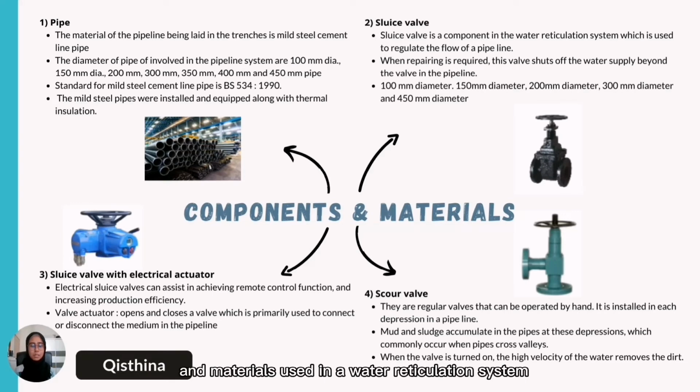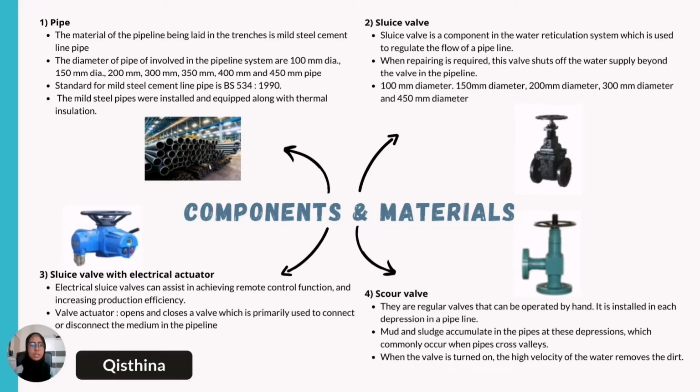Moving on to the components and materials used in a water reticulation system in the TRX project. The first main component is the pipe. The material of the pipeline being laid in the trenches is mild steel cement lined pipe. The diameter of the pipe involved in this project is 100, 150, 200, 300, 350, 400, and 450 mm. It also follows the standard for mild steel cement lined pipe, which is BS 534:1990.